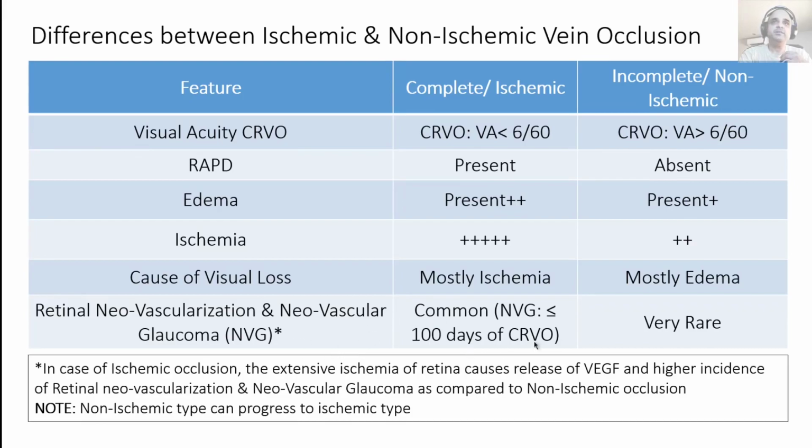And this is a very special type of glaucoma that happens after a vein occlusion. For a very long time, it was called 100-day glaucoma because people couldn't figure out why it was happening after a vein occlusion and why specifically about 90 to 100 days, between 3 and 4 months after a vein occlusion. Now we know it's because of VEGF release, but at that time, people didn't know. And obviously, we've already said that a non-ischemic type can progress to an ischemic type as well.